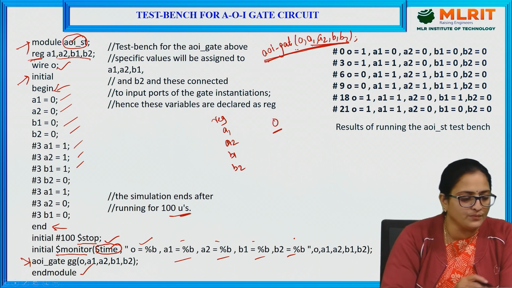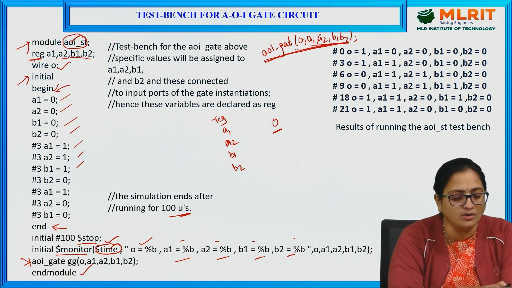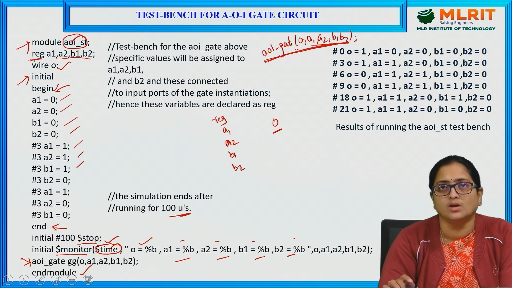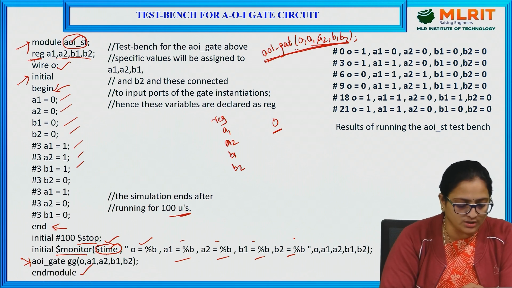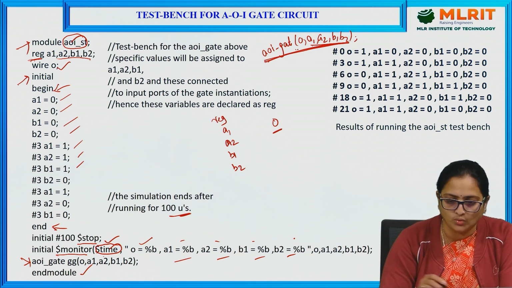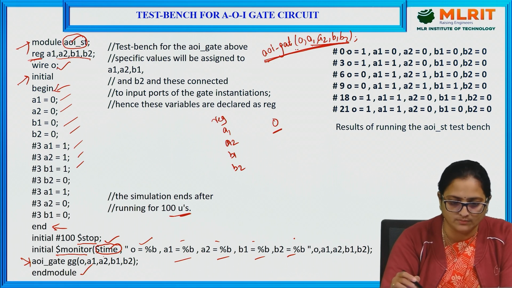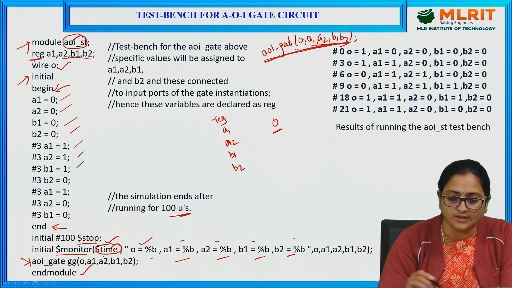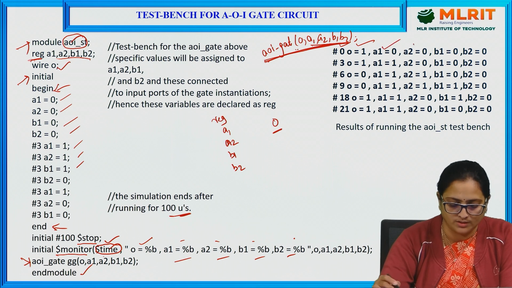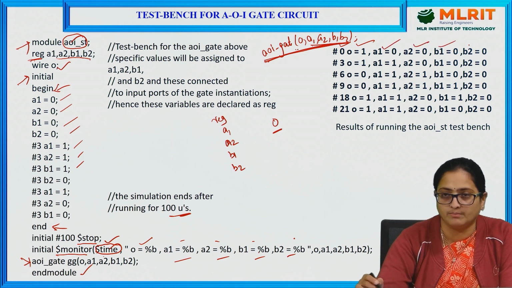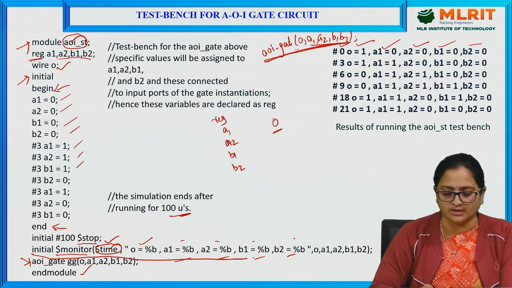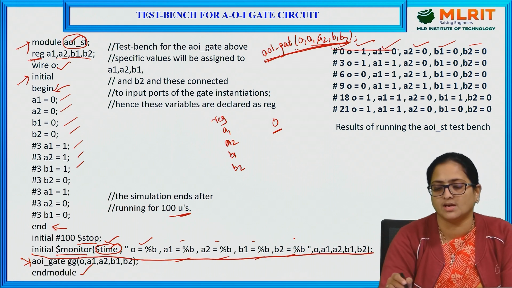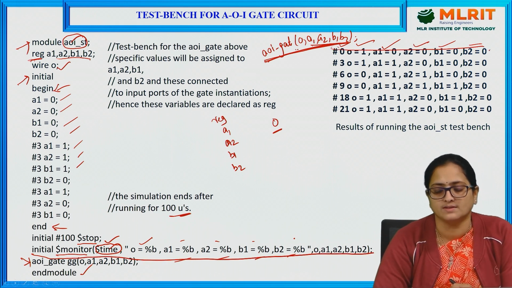So now we have given some data here, and how is this data going to be executing with time? Because I gave $monitor, $time, O, see the same sequence: $time, see time is mentioned here, then O, then A1, A2, B1, B2. Whatever sequence you have given in the $monitor, the same sequence can be observed at the output side.